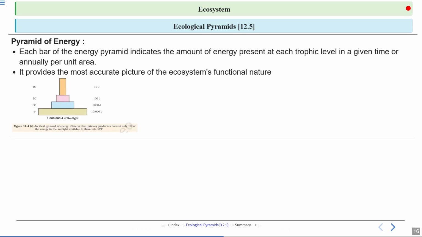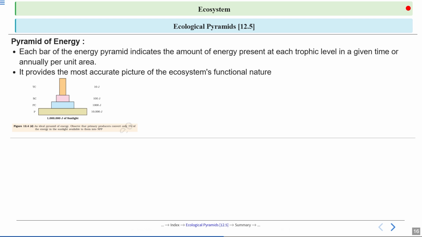Here you can see this image showing the ecological pyramid of energy. It is always upright. Why is it upright? Because the energy is being lost during the transfer. During the transfer, energy is lost at each step. Only 10% of the energy is transferred to the next trophic level.